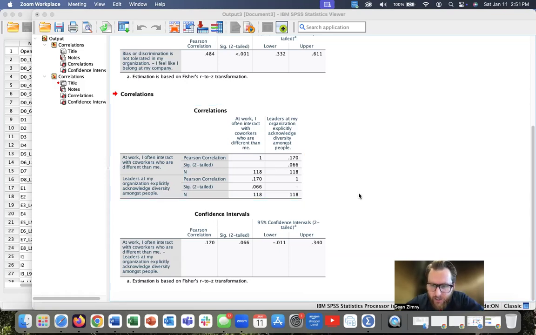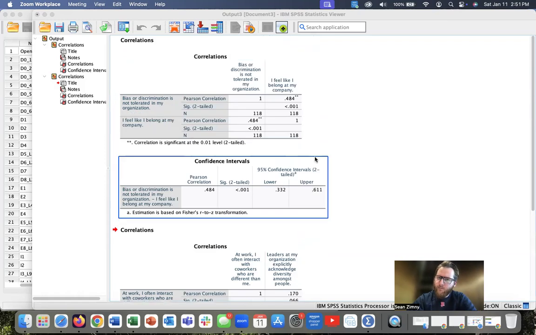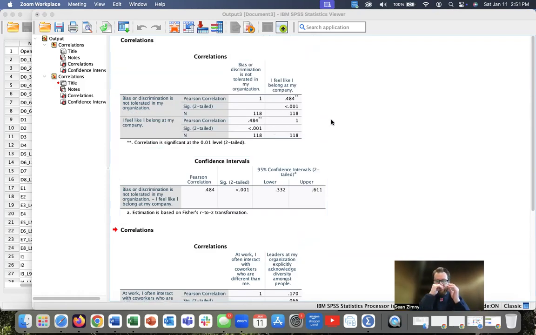Here, all you would have to describe this as is these two variables, at work, I often interact with coworkers who are different than me, and leaders at my organization explicitly acknowledge diversity amongst people, are not statistically significantly correlated. That's all you'd have to report out. But for the top one again, remember you would say these two variables, bias or discrimination is not tolerated in my organization, and I feel like I belong at my company, are statistically significantly correlated. And then you include at the 0.01 level.